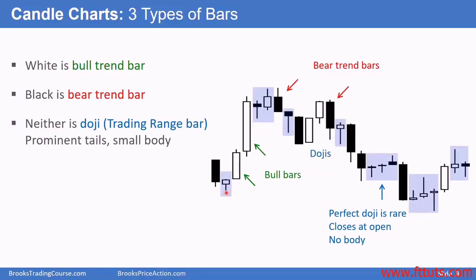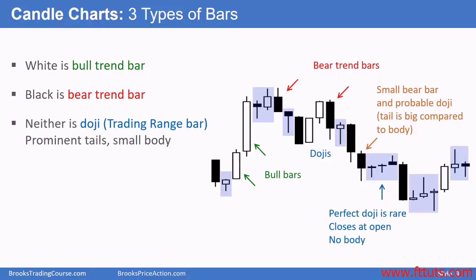So any small bar where the body is maybe half the size of the bar or less, I call it a doji bar. Because as I said, I use doji to refer to a trading range bar, and I think of all bars as either trend bars, here, a bear trend bar, bull trend bars, or trading range bars, here. So small bars, doji bars, bars with prominent tails, are doji bars. Doji bars can be very big. If the body is small, I still call it a doji bar.